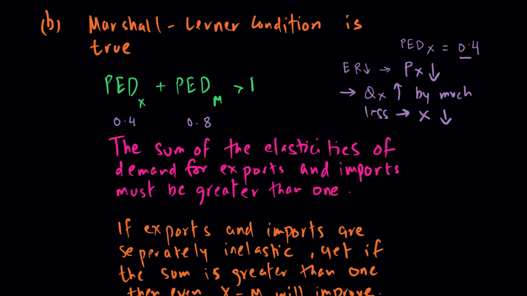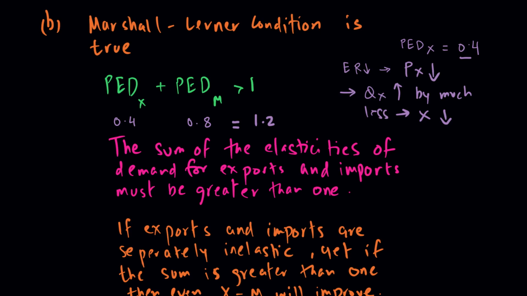But what the Marshall-Lerner condition says is that it's okay for it to be inelastic as long as the sum of both PED of X and PED of M is greater than 1, and there's a mathematical proof for that. As long as the sum is greater than 1, and the sum in this case is 1.2, which is greater than 1, you could lower your exchange rate and see your X minus M go up. So what this condition says is that as long as PED of X plus PED of M is greater than 1, devaluation will work. Otherwise, we should not devalue.